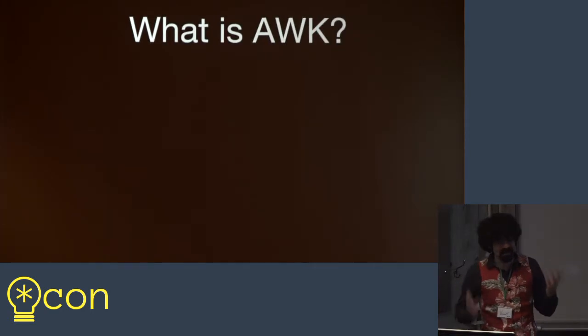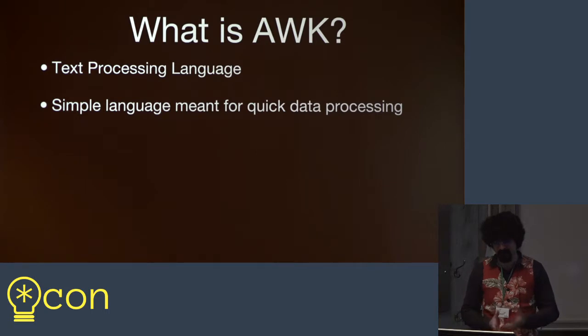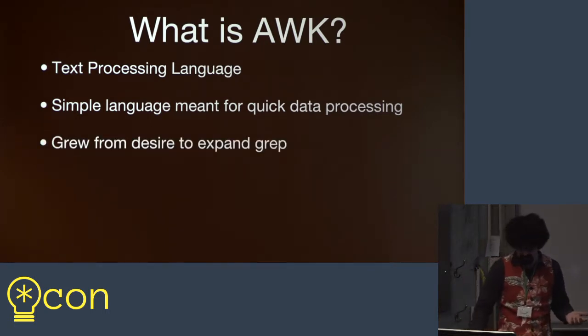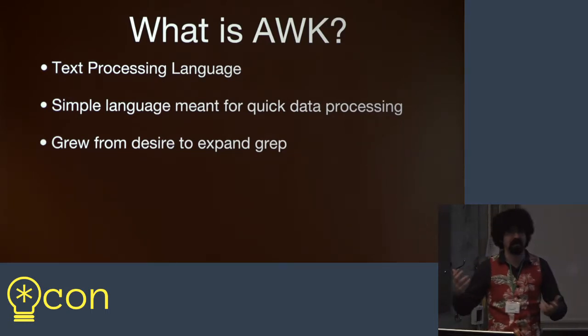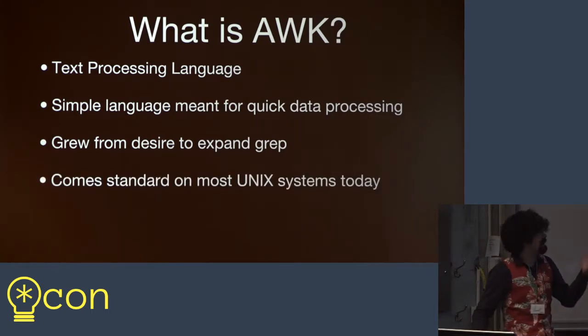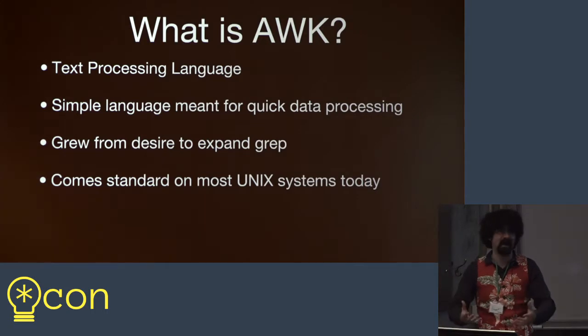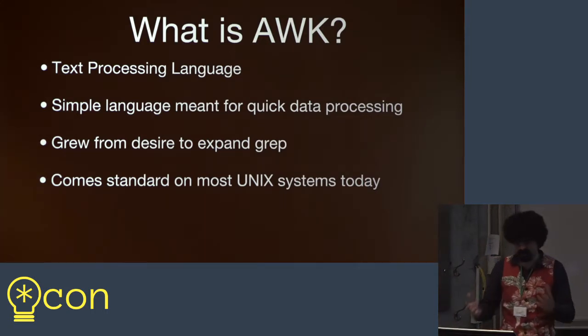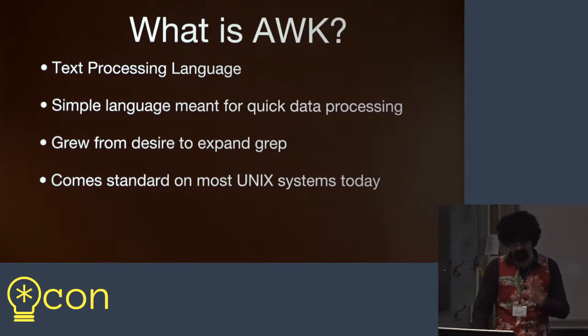So, what is awk? Awk is a text processing language. It is a simple language meant for quick data processing, and it grew out of the desire to expand the command line tool grep. In fact, the same person who made grep helped develop awk. And it comes standard with most Unix systems today. So if you open up your laptop, if it's a Mac or a Linux-based, Unix-based laptop, it's pre-installed already. You can already use it. You don't have to install anything most of the time.